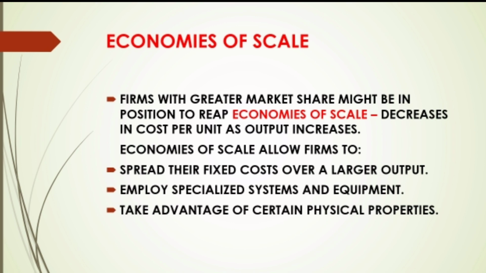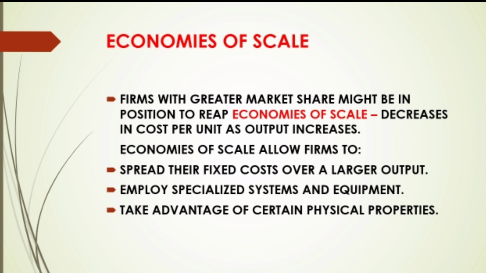Economies of scale allow firms to spread their fixed costs over a larger output. Costs can be both fixed and variable. Next is to employ specialized systems and equipment. This is because workers would be better qualified for a specific job and would no longer be spending extra time learning to do work that's not within their specialization.